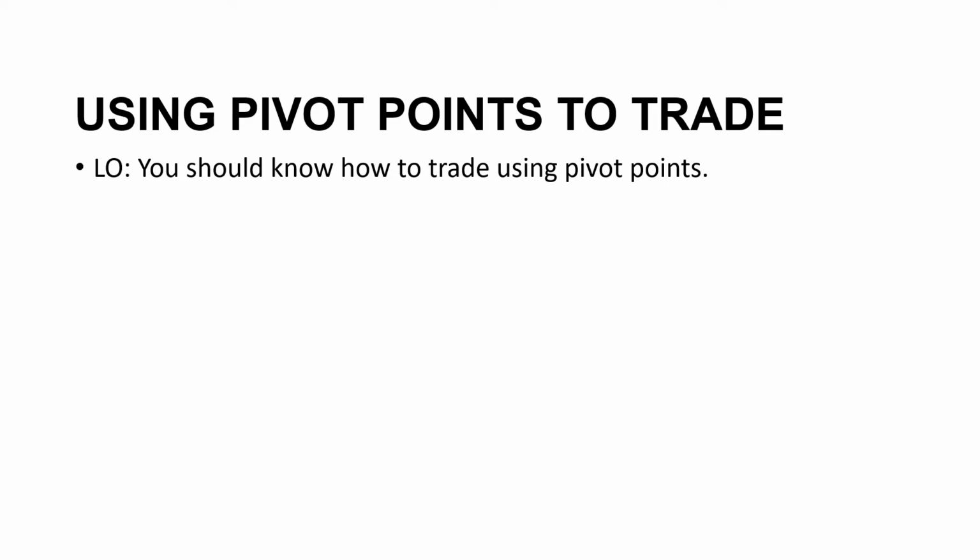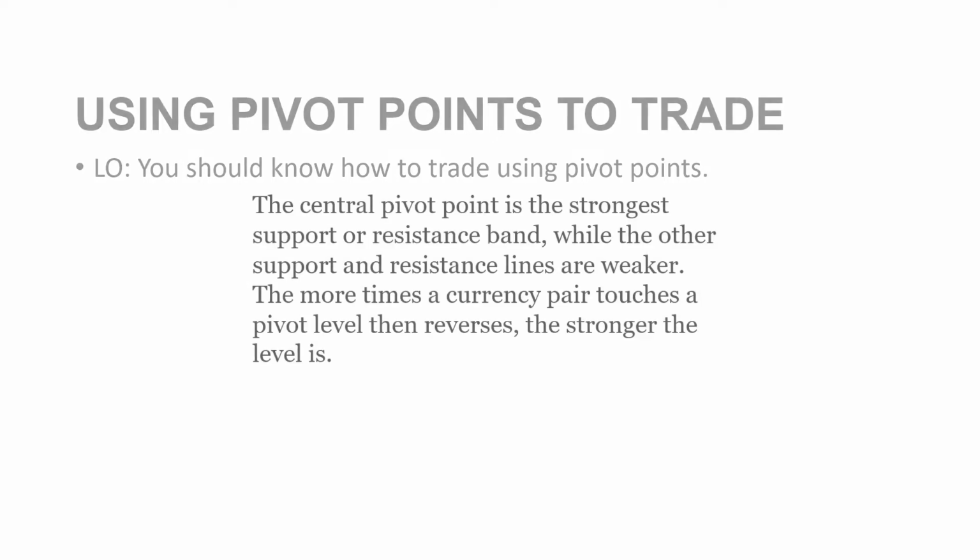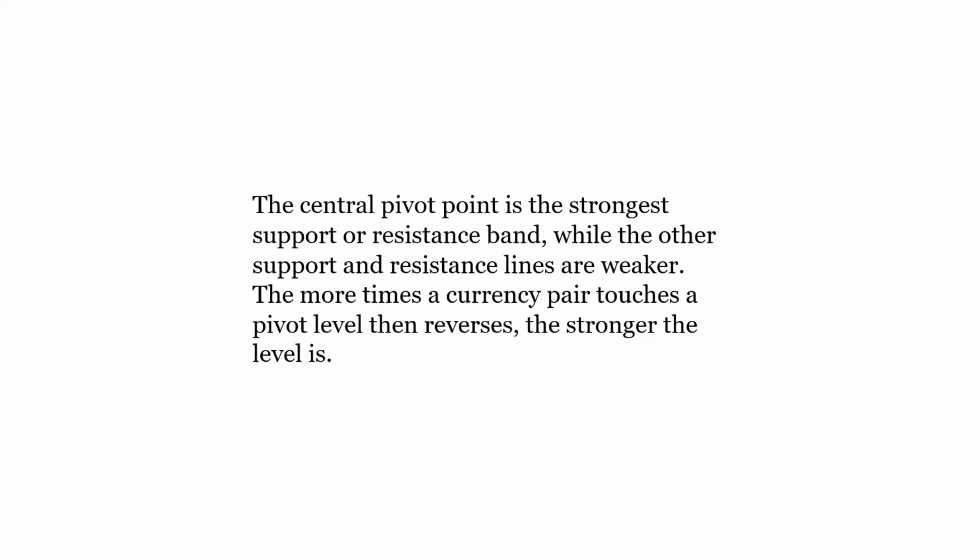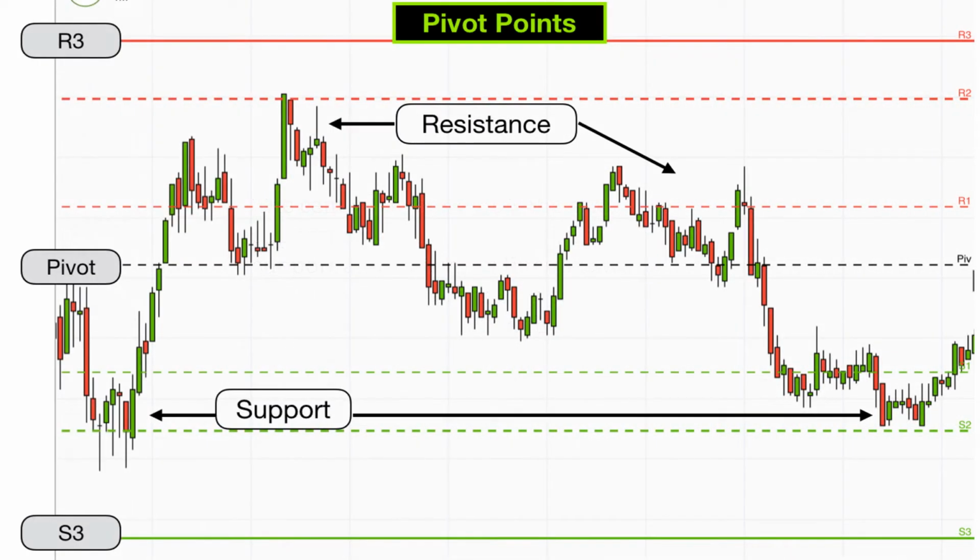In this lesson, using pivot points to trade, the learning objective is you should know how to trade using pivot points. The central pivot point is the strongest support or resistance band, while the other support and resistance lines are weaker. The more times a currency pair touches a pivot level then reverses, the stronger the level is. Let's look at how to trade using pivot points.